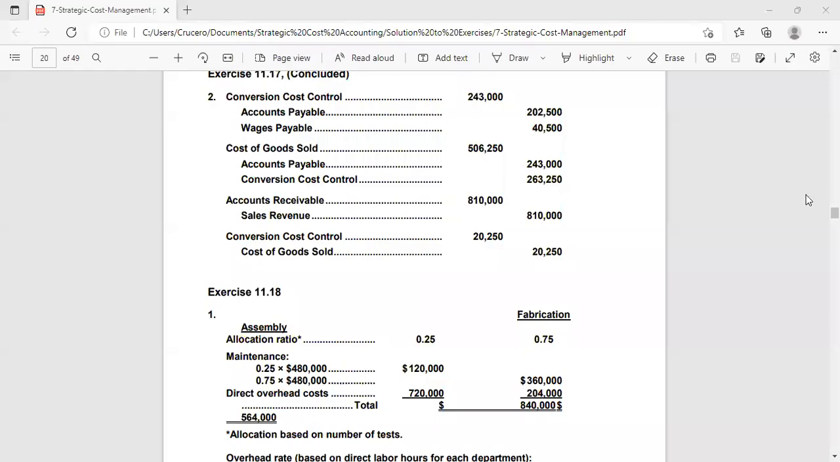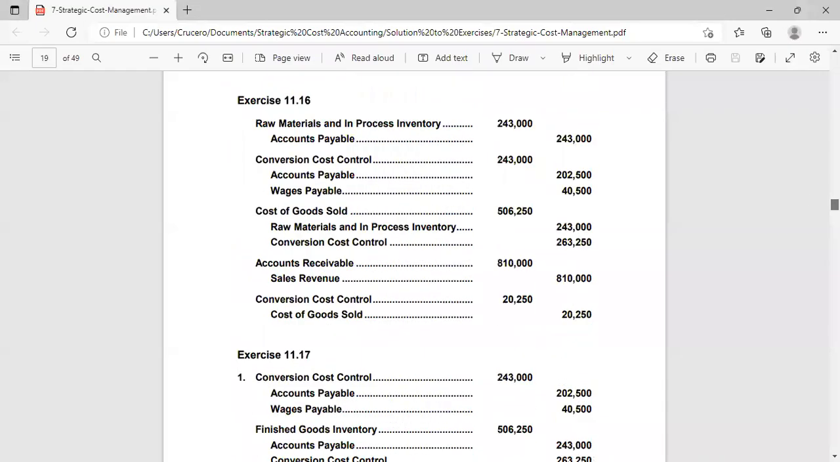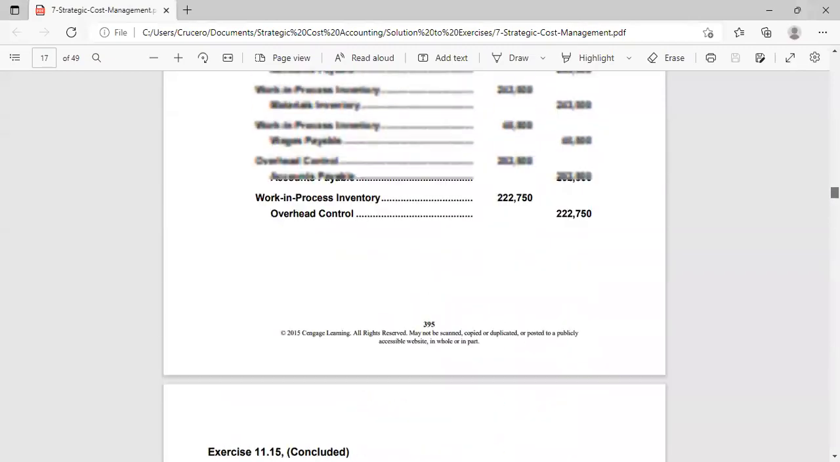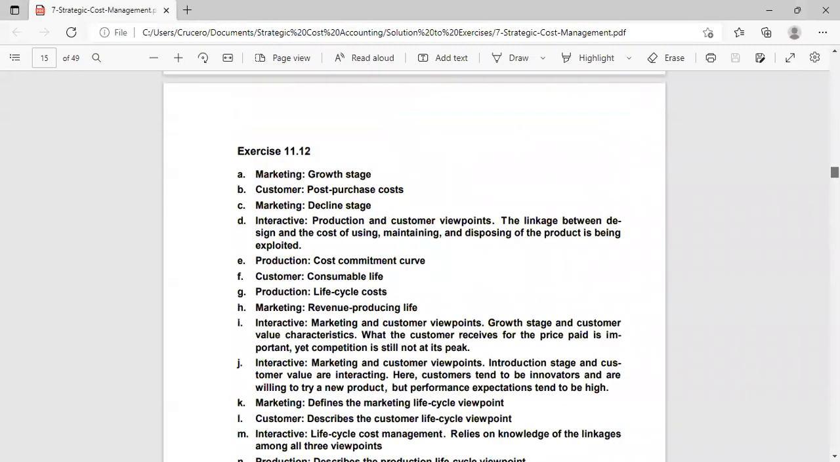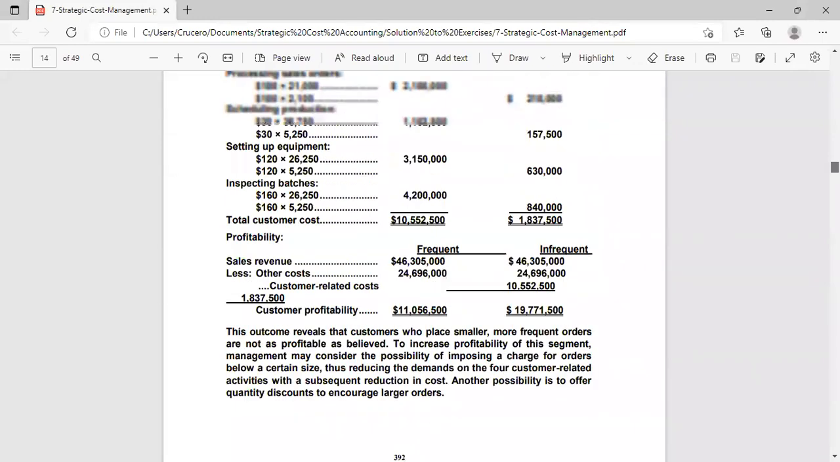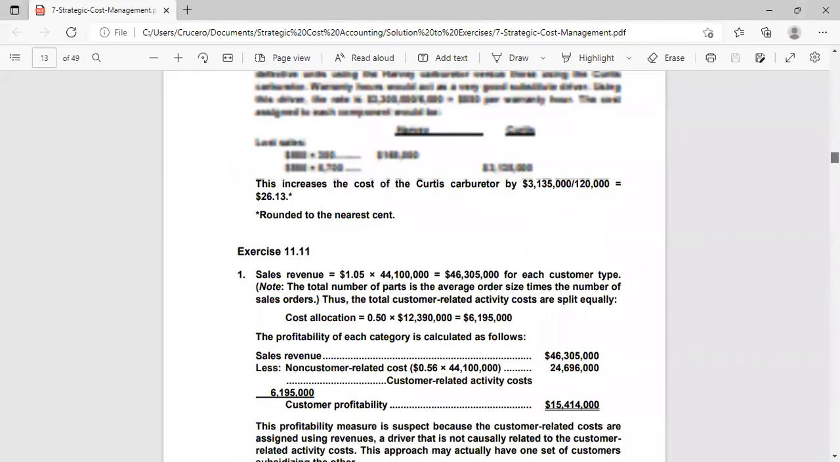Customer profitability. So the company sells small machine parts to heavy equipment manufacturers for an average price of $1.05 per part. There are two types of customers: those who place small, frequent orders, and those who place larger, less frequent orders. Each time an order is placed and processed, the setup is required.